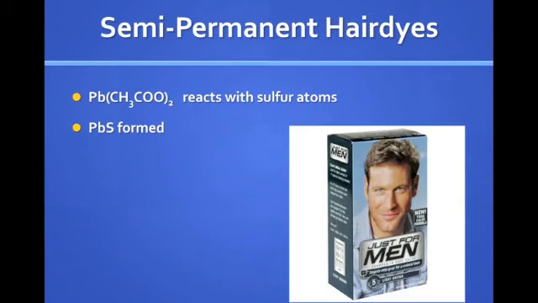Semi-permanent hair dyes are typically targeted to older men, so men with gray hair or whatever. The main component of these hair dyes is lead acetate, and so the lead cation reacts with the sulfur atoms that are a component of the protein on the hair cuticle. Lead sulfide is formed, which is a darker color and causes the hair to turn back to black or brown.